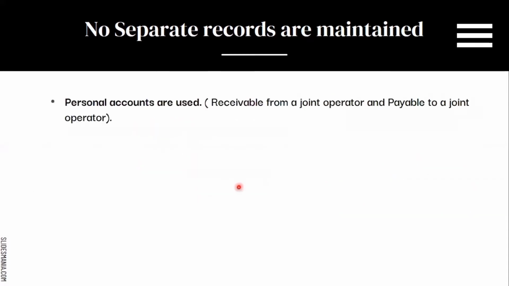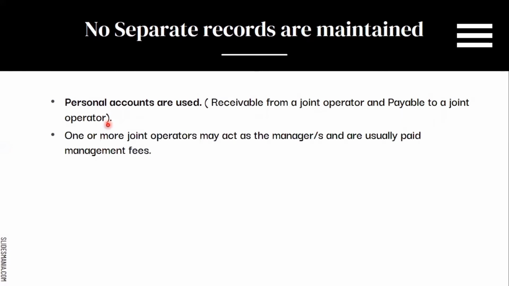Okay? So, hindi lang joint operation account ang ginagamit sa joint operation. Gumagamit din po sila ng personal accounts such as receivable from a joint operator and payable to a joint operator. But they can also use account titles such as account with A, account with B, or simply A cost and B cost. A credit balance in such account, it represents payable po. And a debit balance naman po in such accounts, it represents receivable. Sa joint operation, pwede po sila magkaroon ng one or more manager.